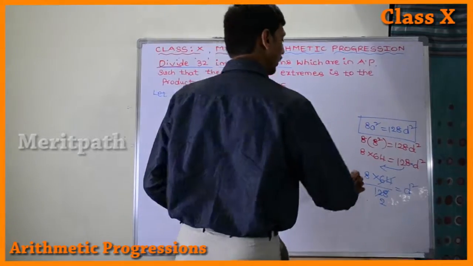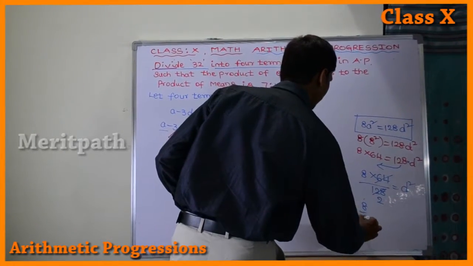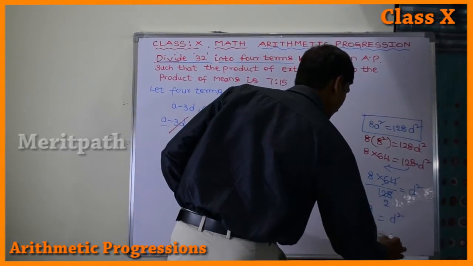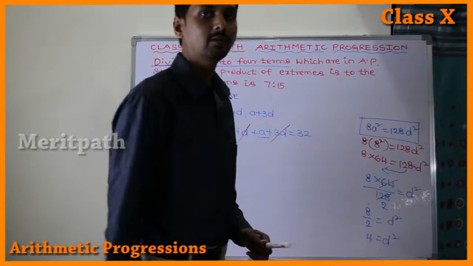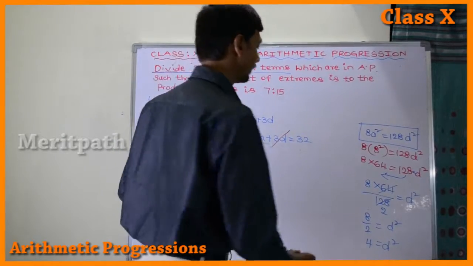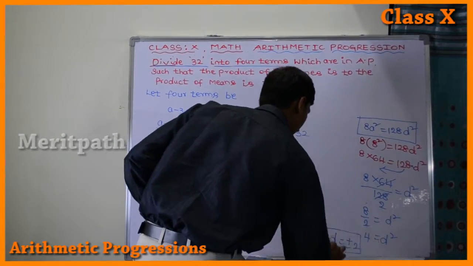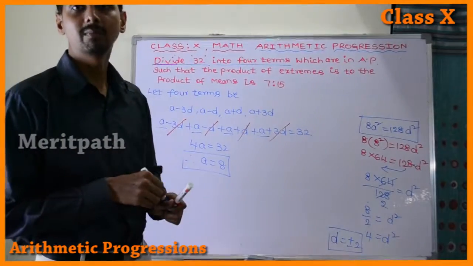So here there is 8 by 2 left out. 8 by 2 is equal to d square. 8 by 2 is nothing but 4. d square is equal to 4. We need to find out the value of d. d is equal to plus or minus 2. So d is equal to plus or minus 2.